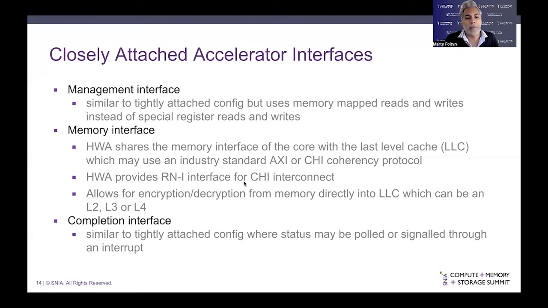For CHI, for instance, the HWA would look like an RNI node, as it doesn't have any caching. And it would allow for encryption or decryption from memory directly into LLC, whereas the last level cache could be in L2, L3, or L4. On the completion interface, it's also similar to the tightly attached, where you can poll or the HWA can interrupt asynchronously.